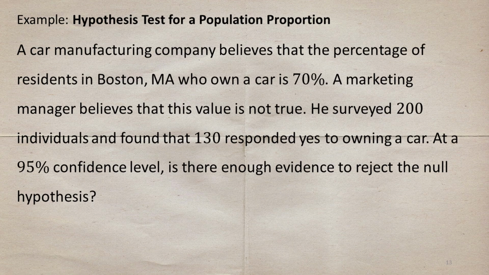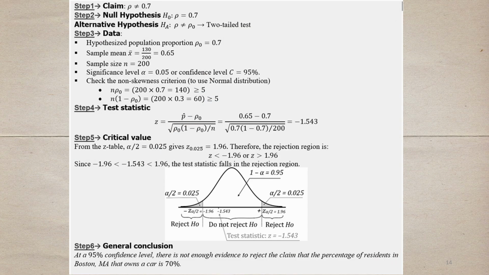Pause the video and use the cheat sheet provided in the textbook to work this problem. The cheat sheet provided uses a simple step-by-step procedure to solve a hypothesis test on a population proportion. Step 1. Carefully read the problem statement and make a claim. In this case, the population proportion is different from 70%, or 0.7.